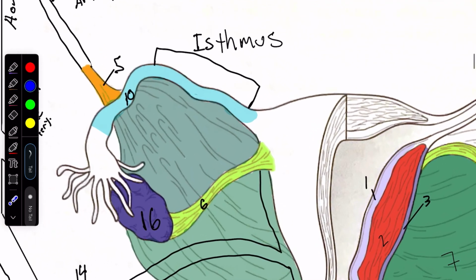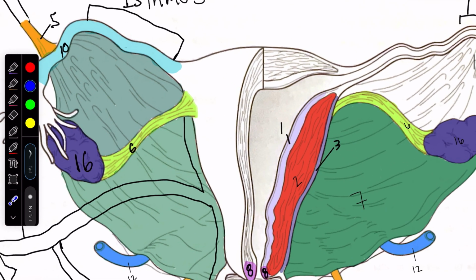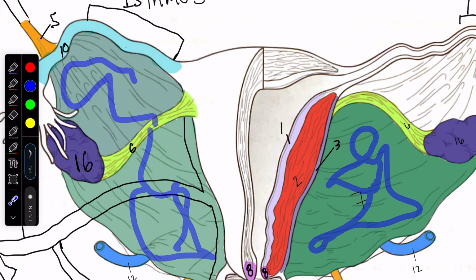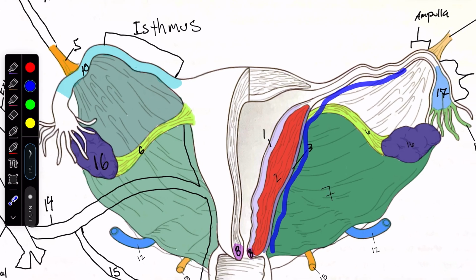Number six, we see that this is the ovarian ligament. We have the ovaries right here, ligament, uterus. Number seven is what's called your broad ligament, and it's made of two layers of peritoneum, and it's this green stuff right here. And just as the name suggests, it is broad and covers a lot of surface area in here.